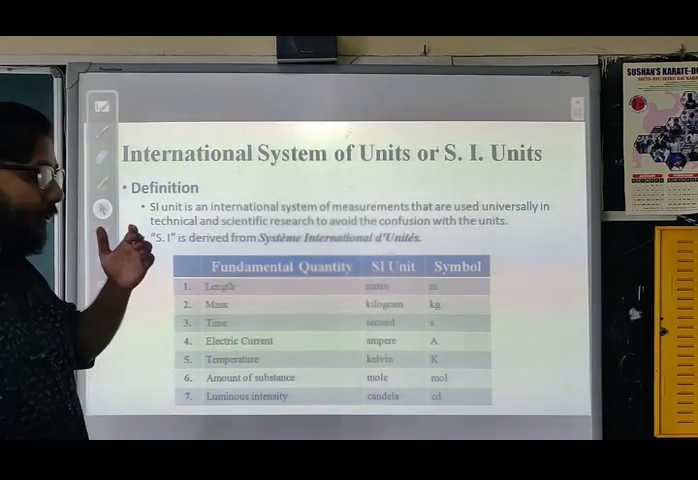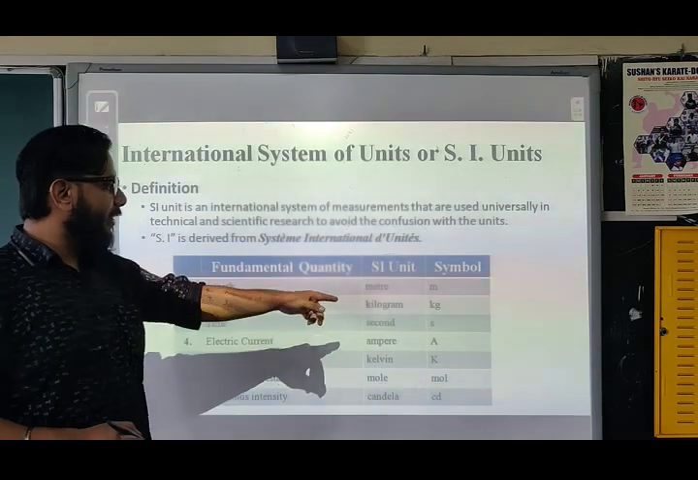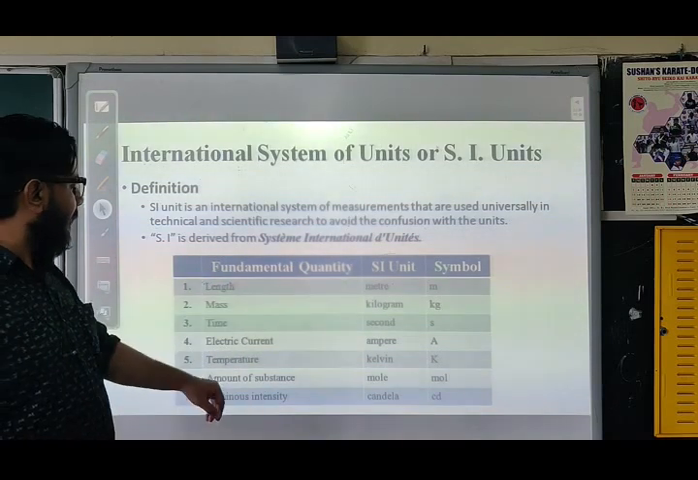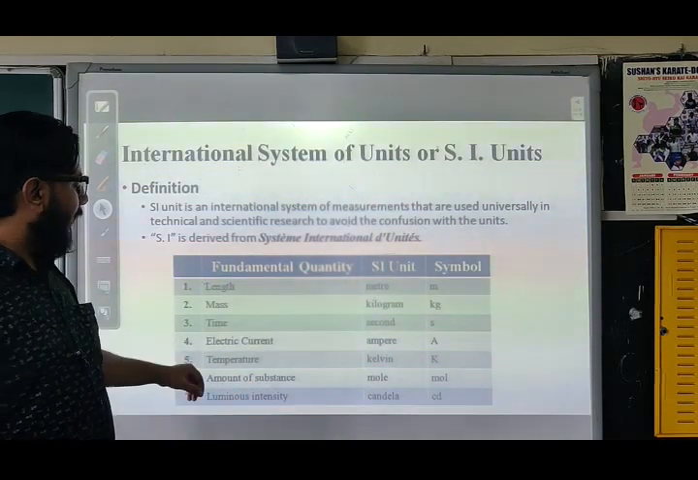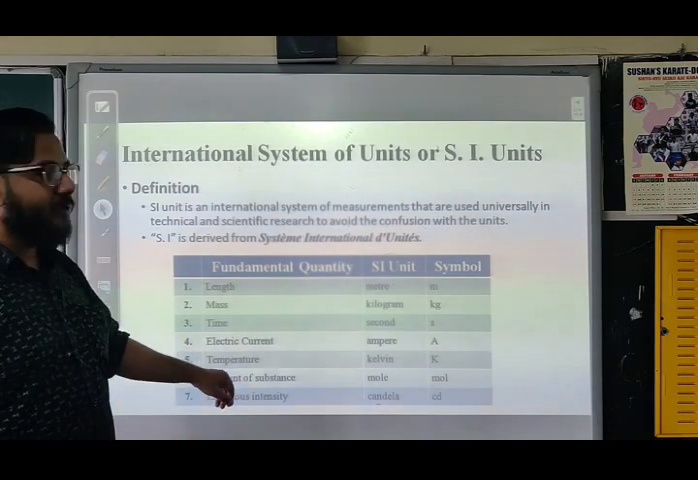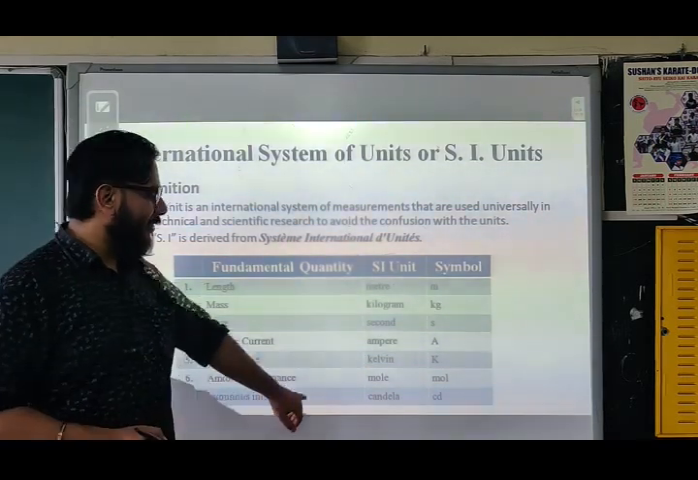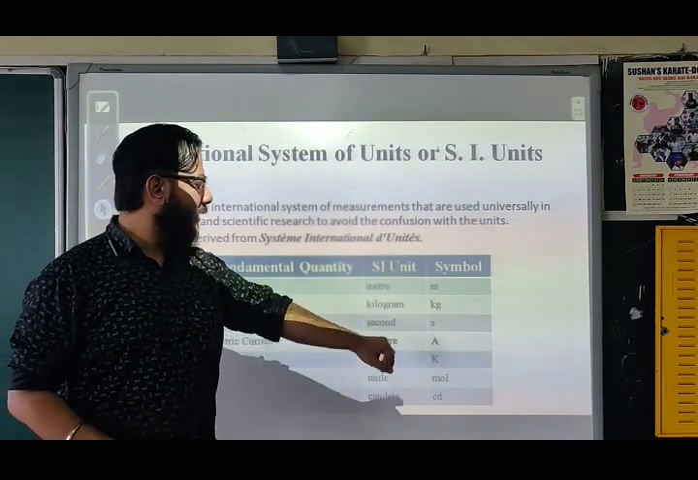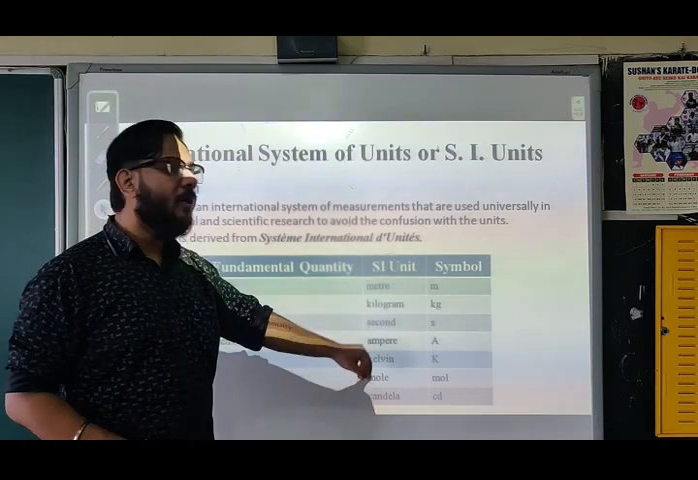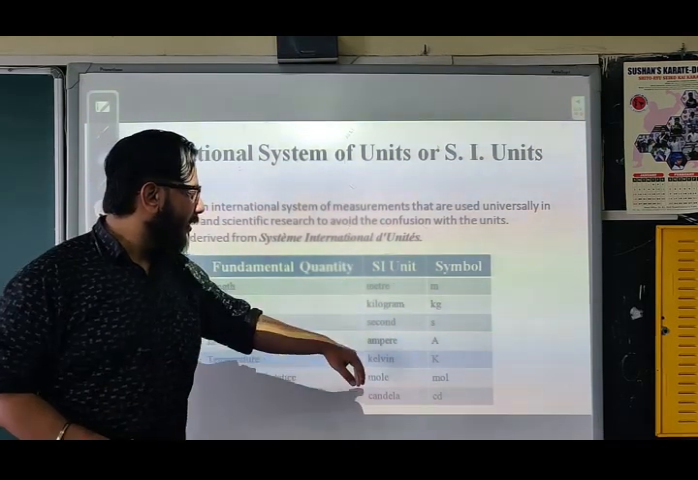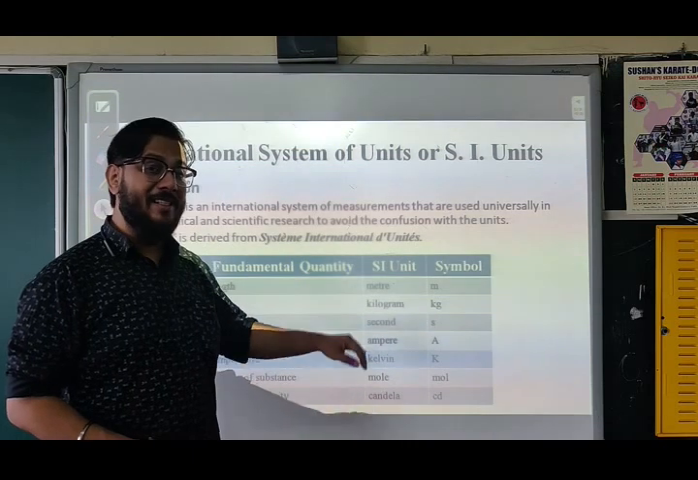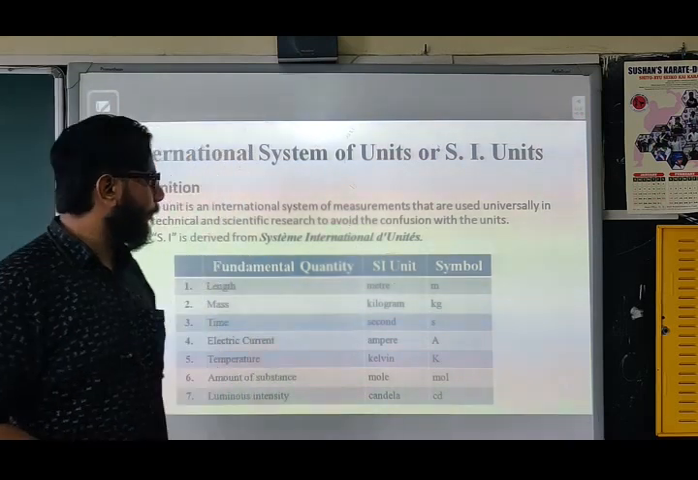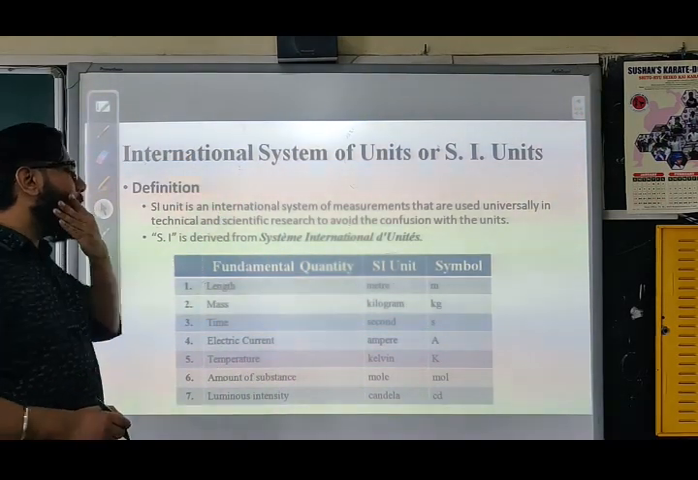classes. So once again, let's look at length. For length, it's meter. For mass, it is kilogram. Time is second. Electric current is ampere. Temperature is Kelvin. Amount of substance is mole. And luminous intensity is candela. Meter is written as m. Kilogram is written as kg, small letters. Second is written as s, or some people write it as sec. Ampere is capital A, Kelvin is capital K, mole is mol, and candela is cd. So these are your SI units.